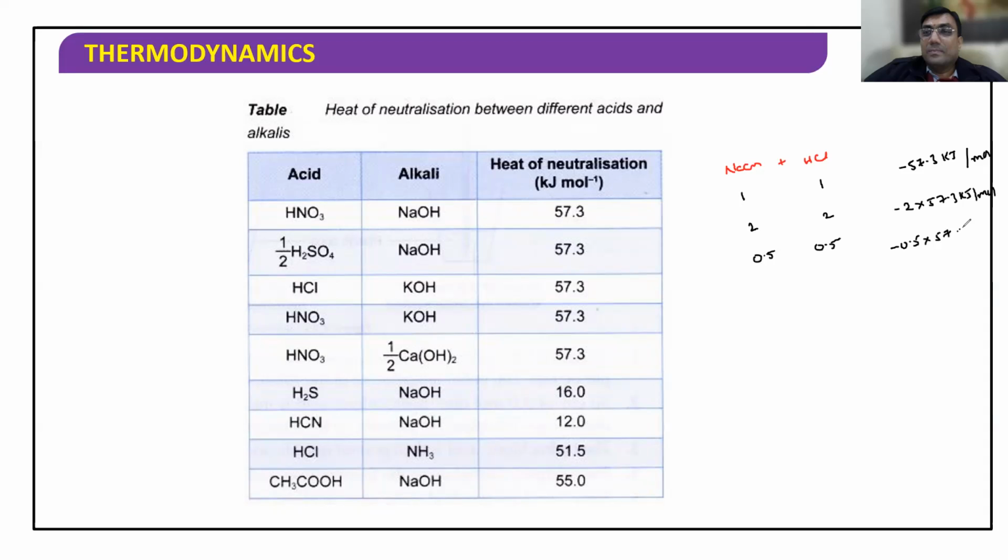0.5 minus 57.3. Very good. Now, if I take 2 mole of one and 1 mole of the other, so 1 into 57.3. Very good. Which is limiting? Only 1 mole is taken. HCl is limiting. So only minus 57.3 will be released. Clear or not?